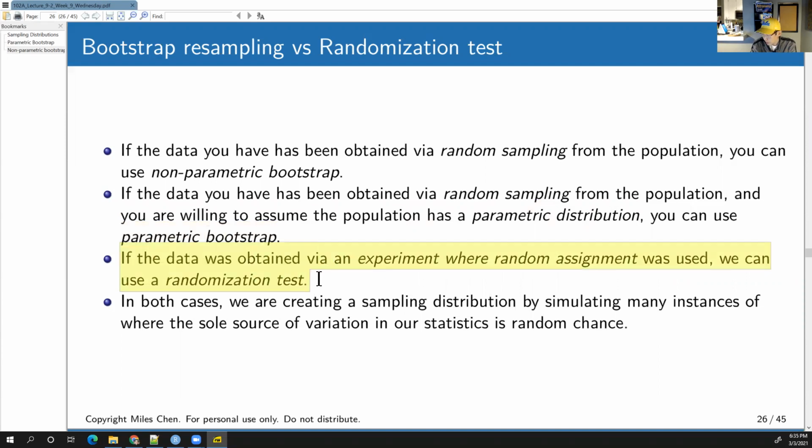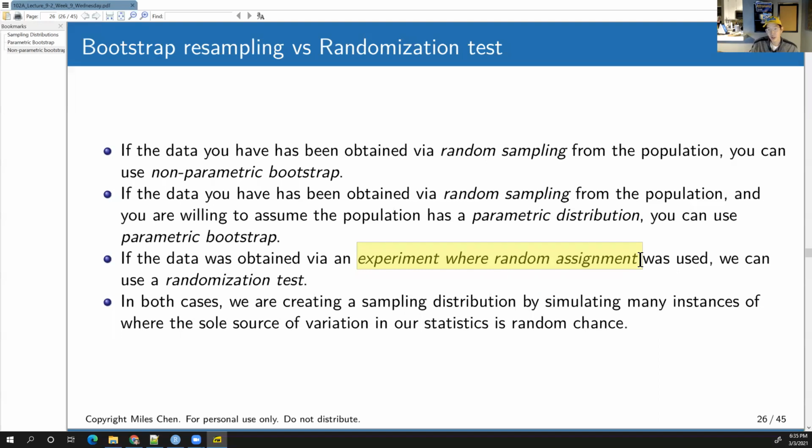On Monday, we talked about the randomization test. The key difference there is that if the data came from an experiment where random assignment was used, you'd use the randomization test. The key difference between Monday's example and today's example with non-parametric bootstrap is that the work looks similar, but one is sampling with replacement and one is without replacement. And the key assumption for the randomization test is exchangeability: that any arrangement of people and treatments is equally valid.